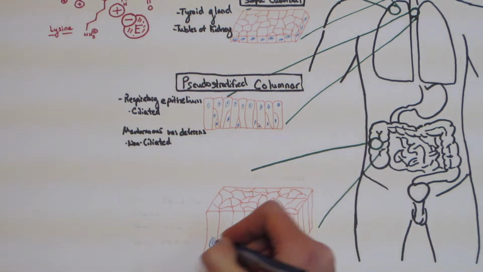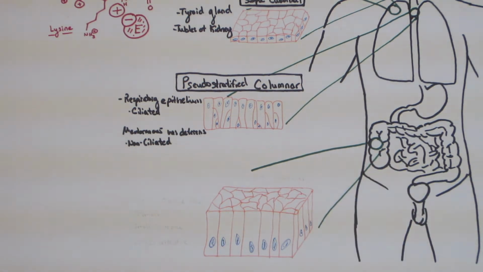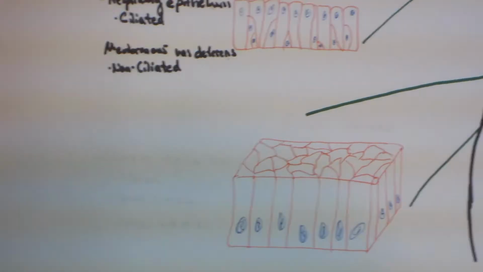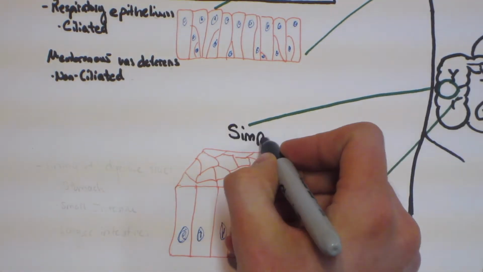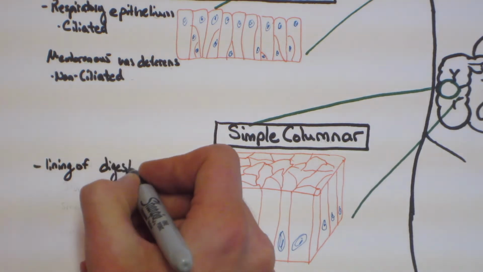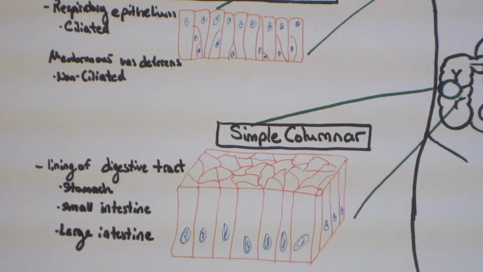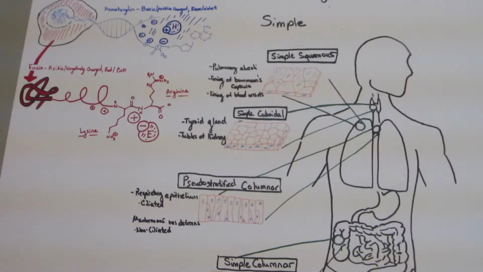The next type of epithelia is found in the digestive tract and is also a simple variety. This is called simple columnar. It's often found, as mentioned, in the digestive tract, such as in the stomach, the small intestines, and the large intestines.